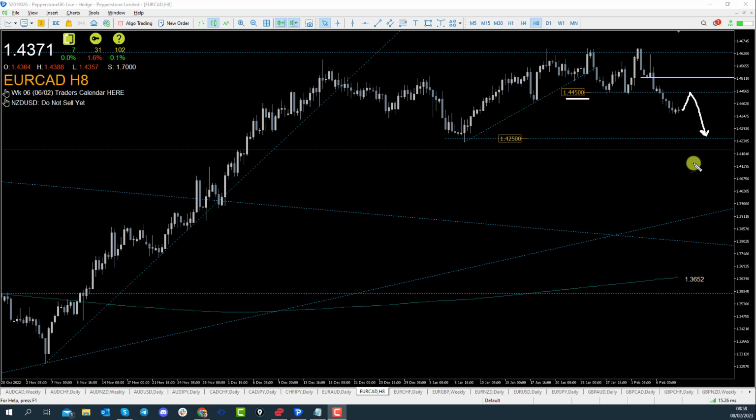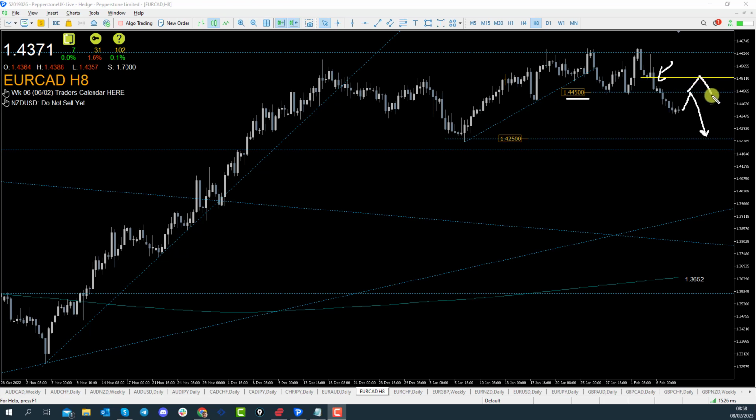Alternatively, you can see within the range there was this area in here which is around about the one spot 45 handle, where price has pushed through, or on the way down kind of stalled, pulled back, and then broke through.